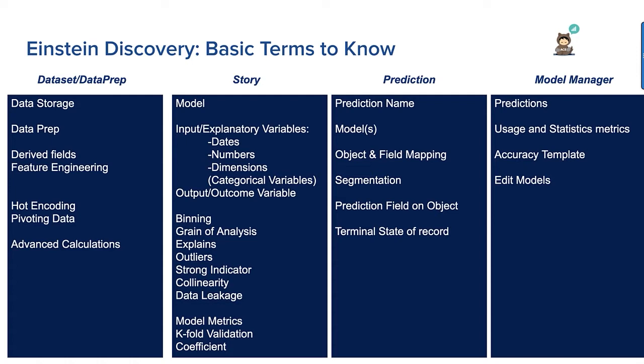Finally, this takes us to the model manager, which we will not cover in this particular chapter, but we're going to cover in another video briefly. But this is where you monitor and you check all of your predictions. You can see the usage and statistics. You can edit the models deployed under prediction. You can see the accuracy template. You can also score records in bulk, and that's actually something new as of summer 20. And again, we will actually see this in our next slides down.